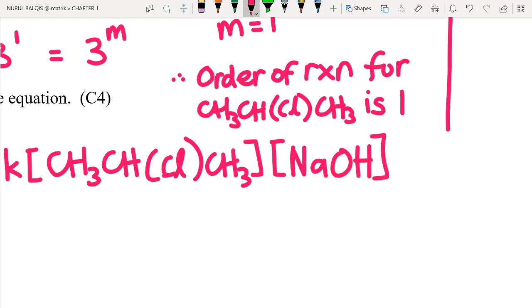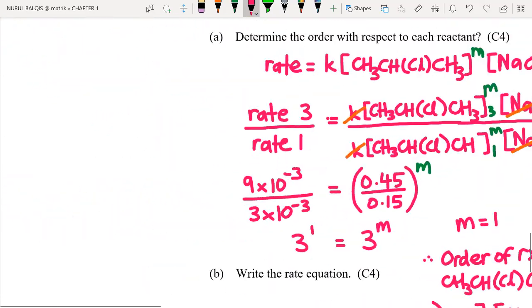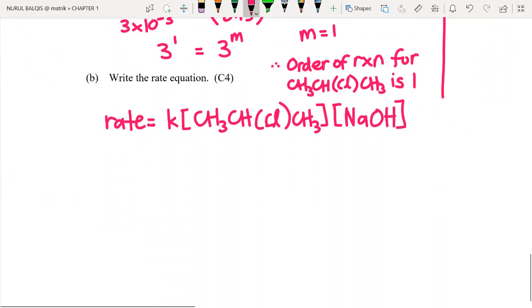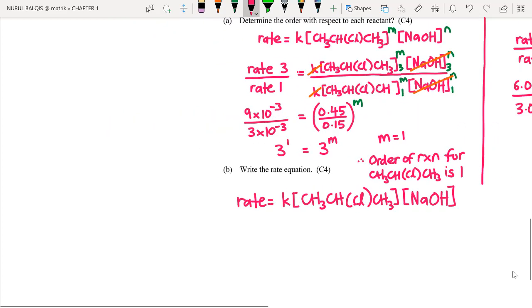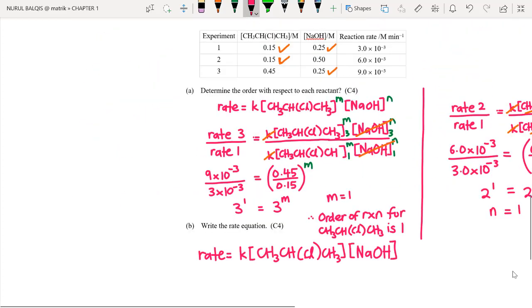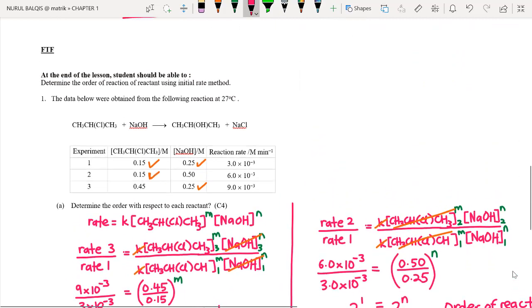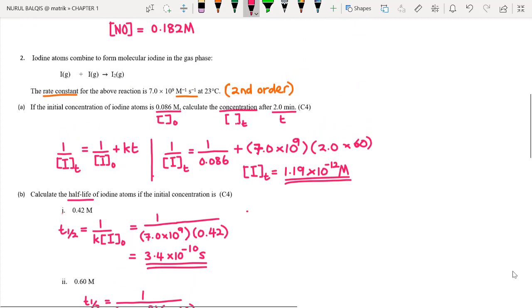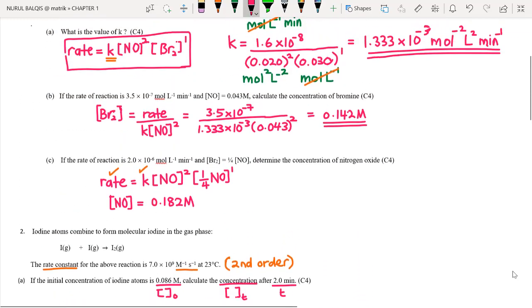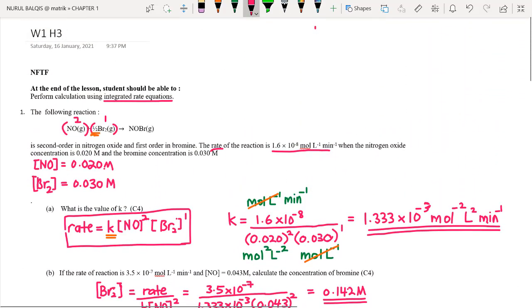Okay, do we have any other questions for face-to-face? Yay, we're done with this tutorial. So we're going to proceed with the week 2 hour 1 tutorial, which will cover the initial rate method and another 2 ways to determine order of reaction, which are the linear graph and the half-life graph. Alright, so I guess that's all for today. Thank you everyone. Assalamualaikum.